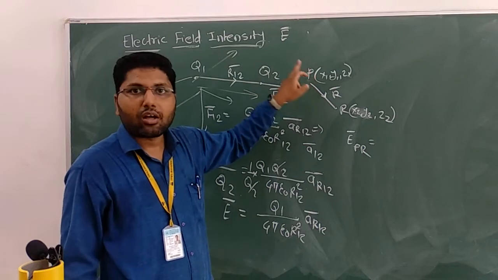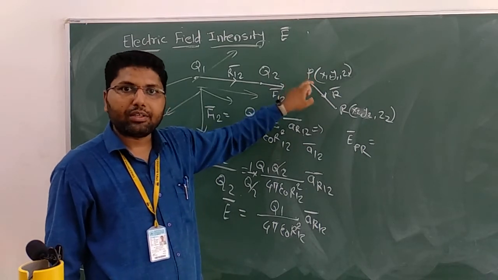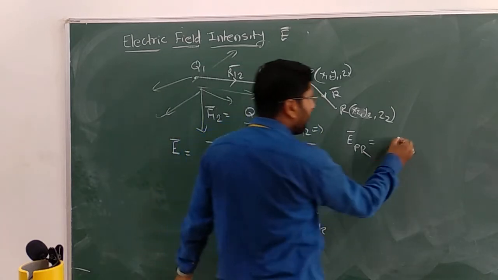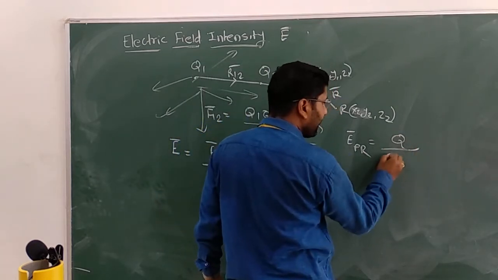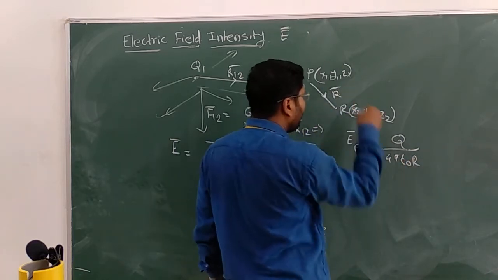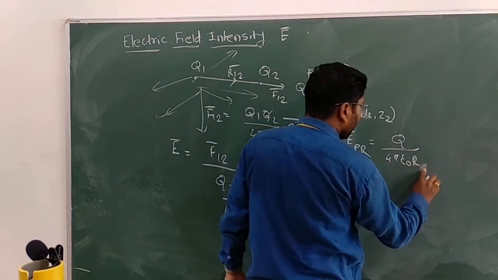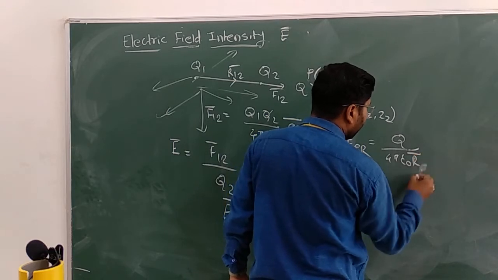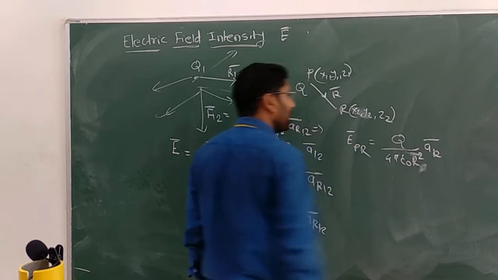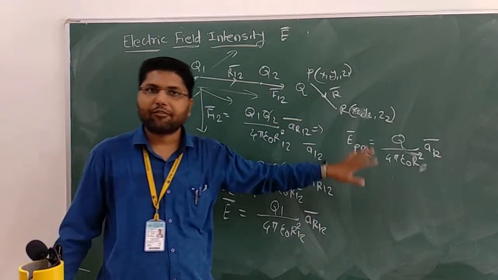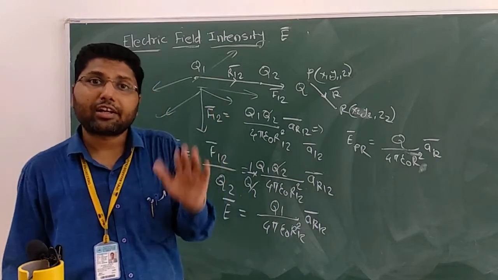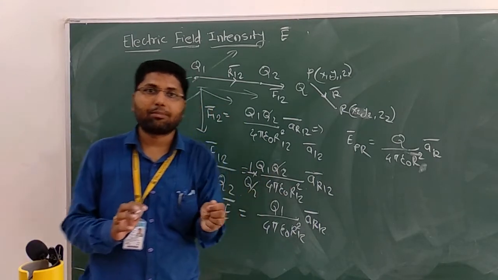The charge available at the point P, suppose it is Q. So I will apply here the Q. The remaining is the same, 4 pi epsilon 0 R, that is P to R. Suppose I will write R square, AR. So that is electric field intensity. It's very simple. Just you have to understand the concept. What is electric field intensity? That concept is very important.